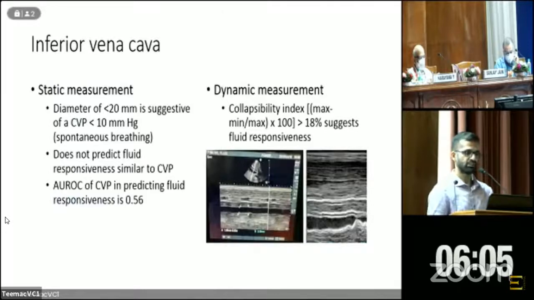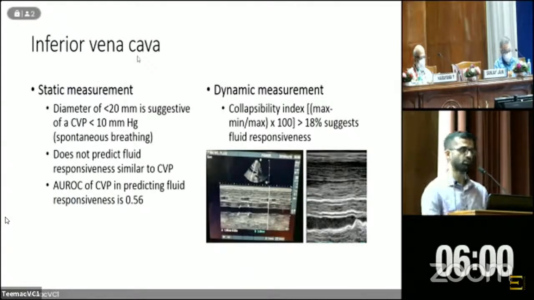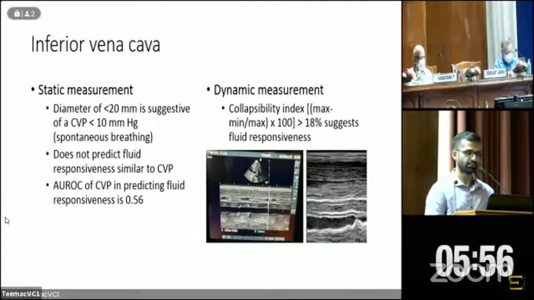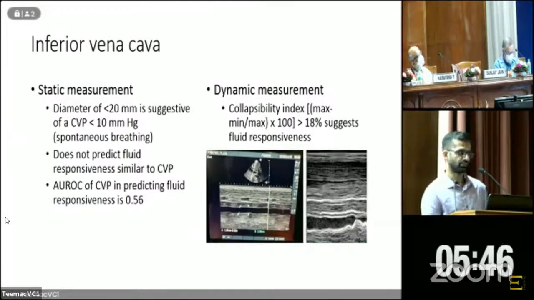So the IVC measurement can be static or dynamic. The static measurement is the absolute diameter of the IVC. A diameter less than 1 centimeter, or 10 mm, probably indicates a fluid deficit and the patient is likely to be fluid responsive. And a diameter of more than 2 or 2.5 centimeter means that the patient is already fluid replete and fluid is unlikely to help. A more useful parameter is the dynamic measurement.